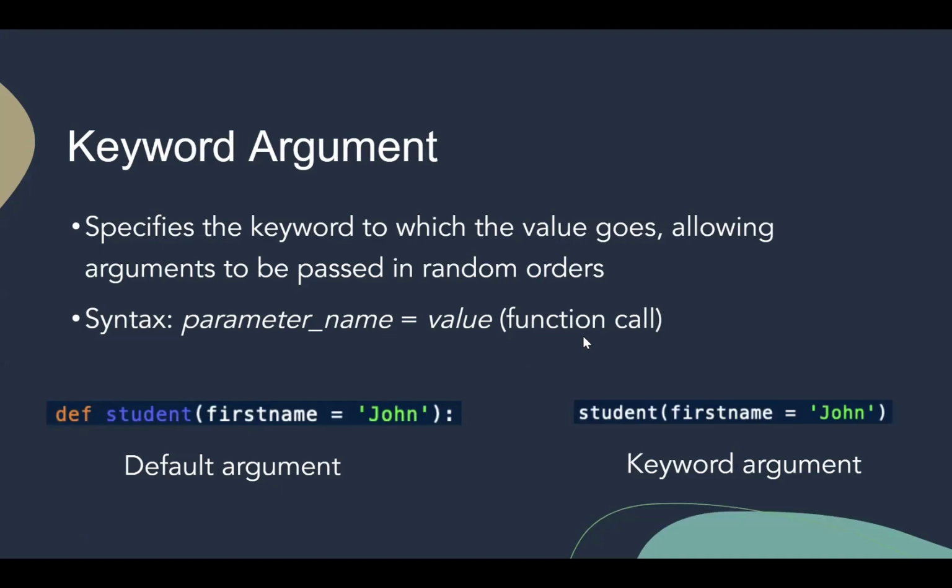So next up, we have the keyword argument. So the keyword argument will specify the keyword to which the value goes. This allows you to pass arguments down in random orders. So default argument here, we have first name equals John. We have keyword argument, first name equals John. Right, so the difference is that the keyword argument is for when we're calling it.